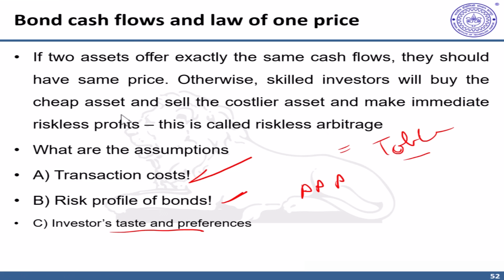To summarize, in this video, we introduced the concept of law of one price for the bond cash flows. We noted that if two bonds or two instruments have similar risk and a similar cash flow profile, they should ideally sell at a similar rate. However, there are certain assumptions behind it, such as transaction cost, risk profile of these instruments, and investors' taste and preferences. In the next video, we'll try to implement this arbitrage argument in a mathematical manner.